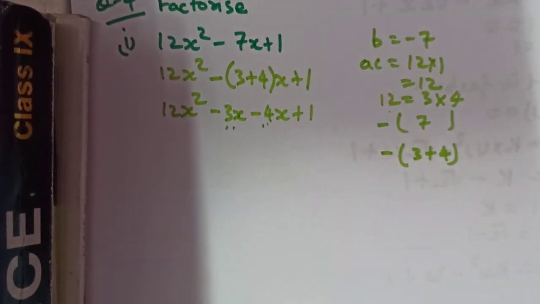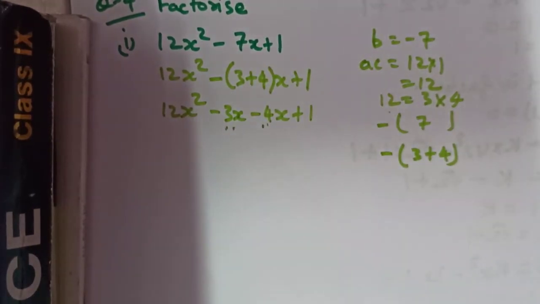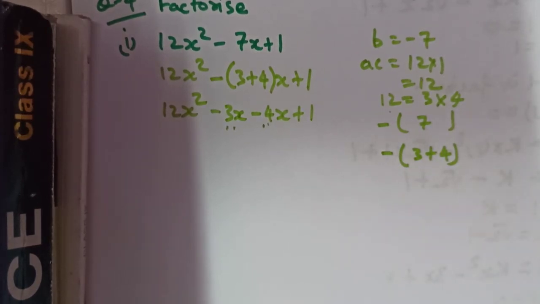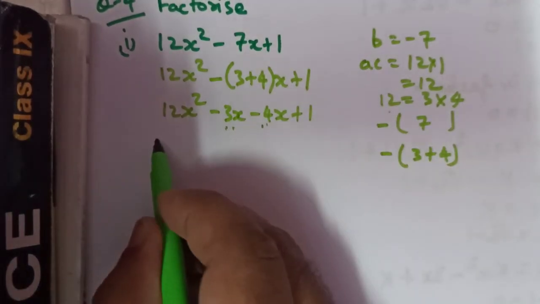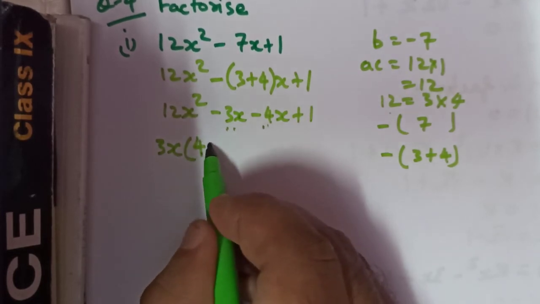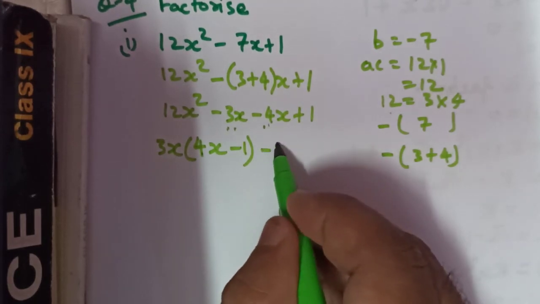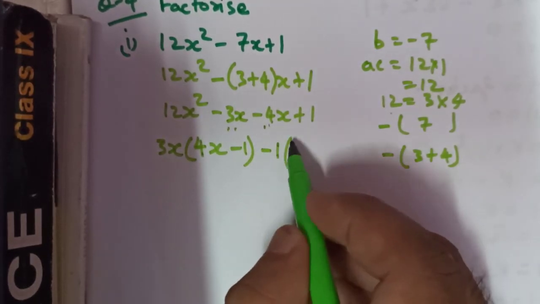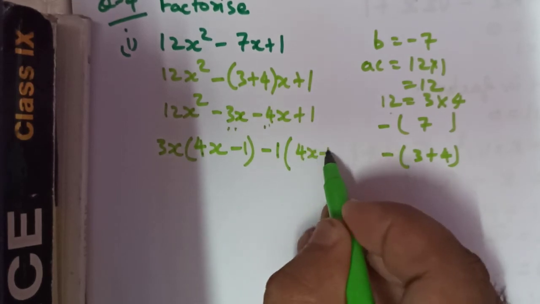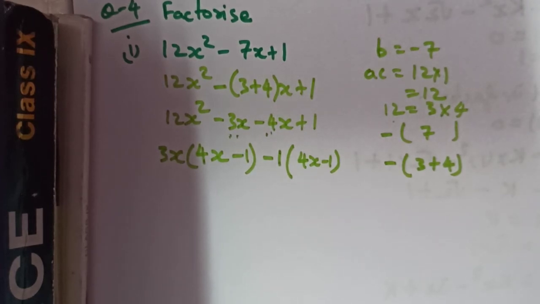So now what we will do is grouping. In the first two terms we will take common what is the HCF of the first two terms? That is coming out to be 3x. So 3x will be taken common here, so it will be 3 fours are 12, and x will be left, minus 1 here. If we take minus 1 outside the bracket, we get 4x − 1. Minus 1 multiplied by plus 4x will be −4x, and minus 1 multiplied by minus 1 will be plus 1.